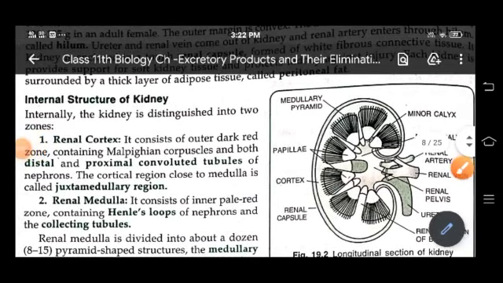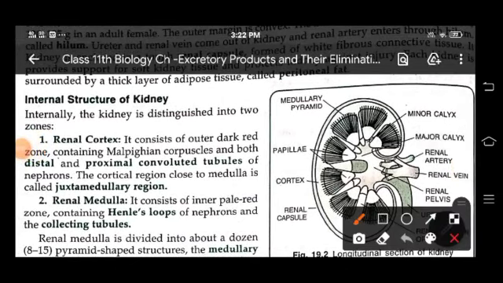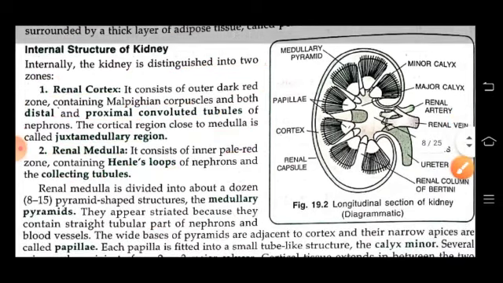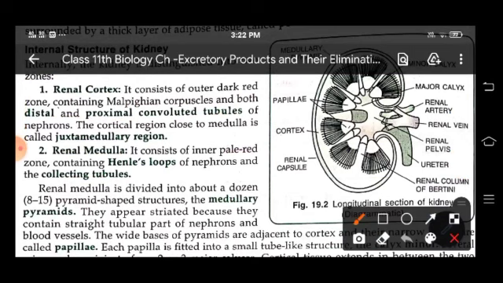Now come to the internal structure of the kidney. Internally, the kidney is divided into two major zones, the renal cortex and the renal medulla. Renal cortex is dark red in color and contains the Malpighian capsule and the distal and proximal convoluted tubules. The cortical region which is close to the medulla is called the juxtamedullary region. The renal medulla consists of Henle's loop and collecting tubules, and it is pale red in color. This renal medulla is divided into dozens of pyramid-shaped structures known as medullary pyramids.